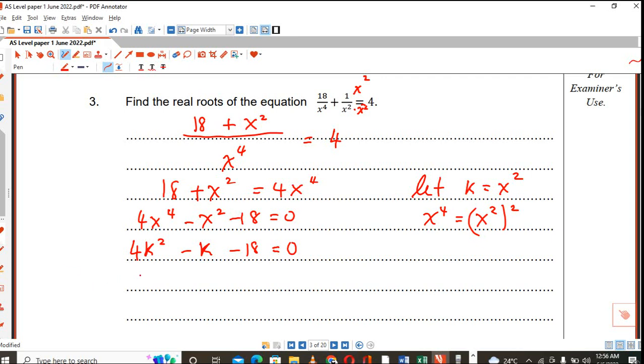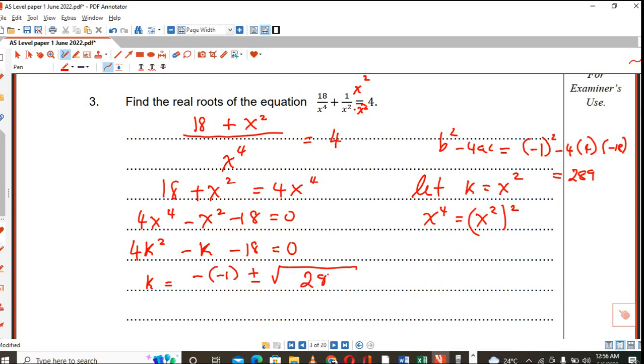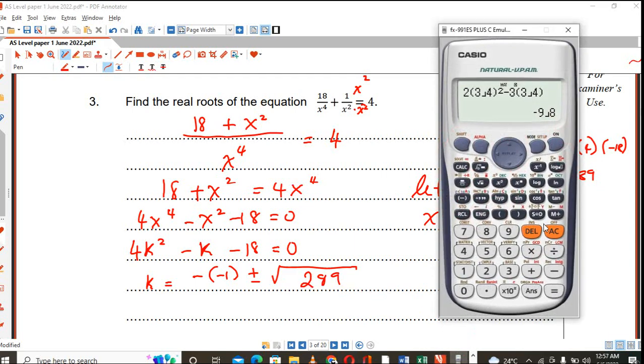So at the end of the day, you can use the formula. k equals minus negative 1 plus or minus the square root of b squared minus 4ac. That gives me negative 1 squared minus 4 times 4 times negative 18. Well, if I punch all of that in, I'm going to get 289. You can check it out if you want to.